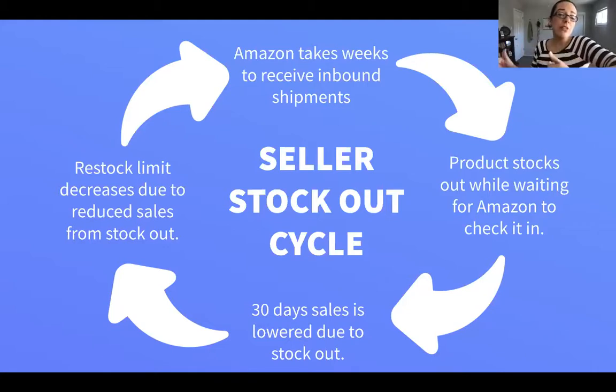So they're looking at 30 days of sales. Your sales go down in those 30 days. So your restock limit goes down and it reduces the amount of inventory you can send in. You send in the lower amount that you can send. Amazon takes weeks to check it in, and it's a vicious cycle. It's actually a dwindling cycle of lower and lower restock limits and more stock outs. So we can talk about the solution to that, right?